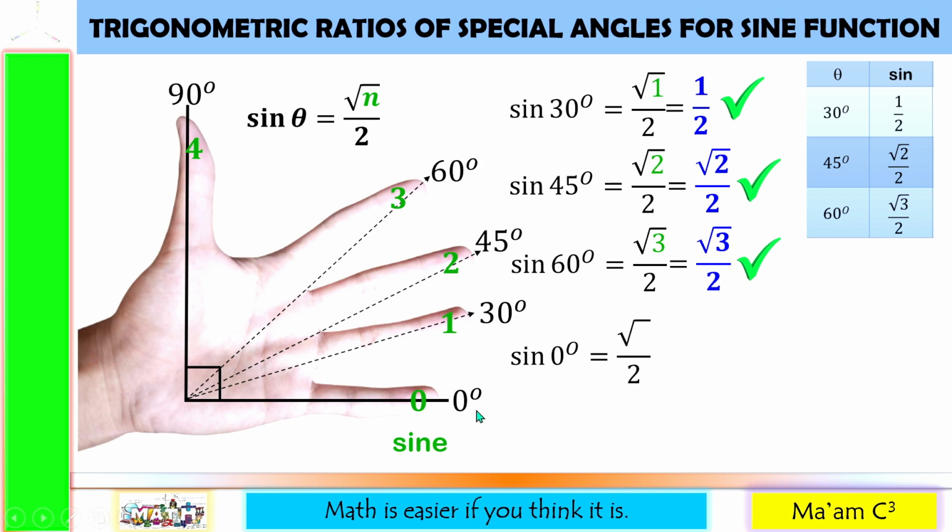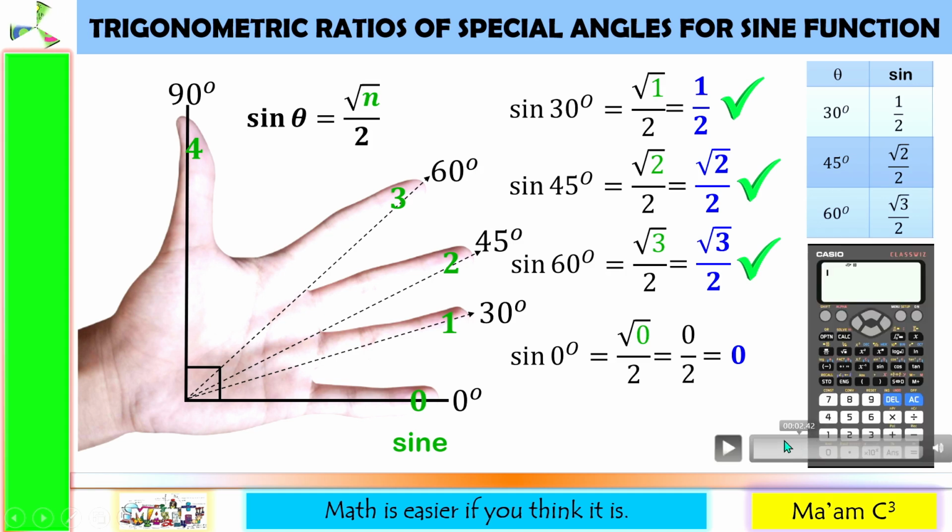As a bonus, I'm going to determine also sine 0 degrees. The number assigned for 0 degrees is 0. So square root of 0 over 2. And the square root of 0 is 0. So we have 0 over 2, and 0 divided by any number except 0 is equal to 0. It is not included in our table, so let me use my scientific calculator. Make sure that your calculator is in degree form. Let us solve now. Sine 0 degrees is equal to 0. Our answer is correct.